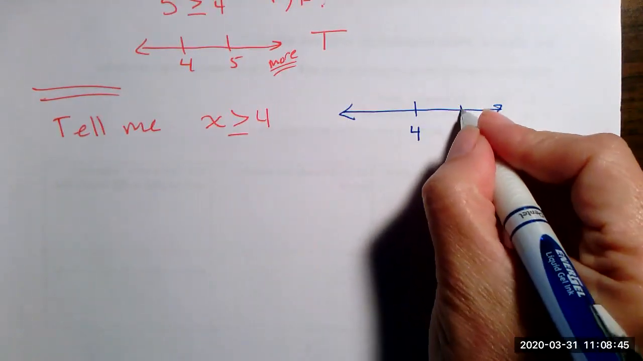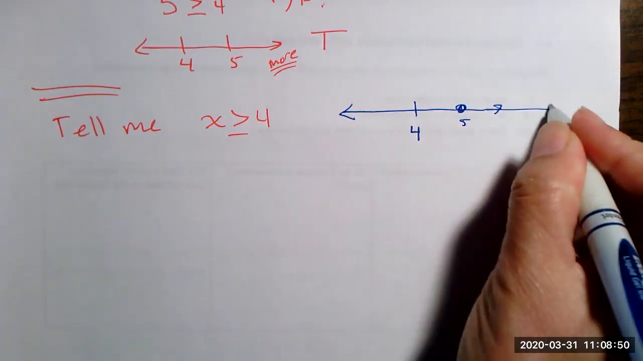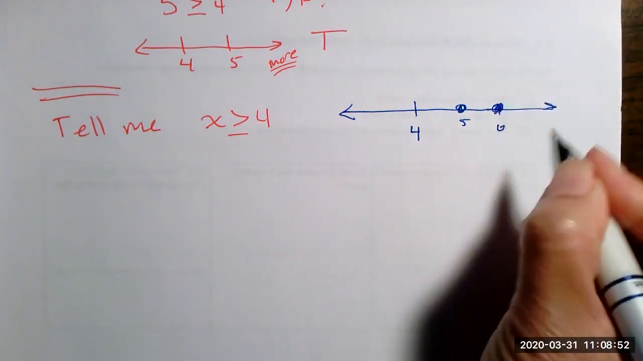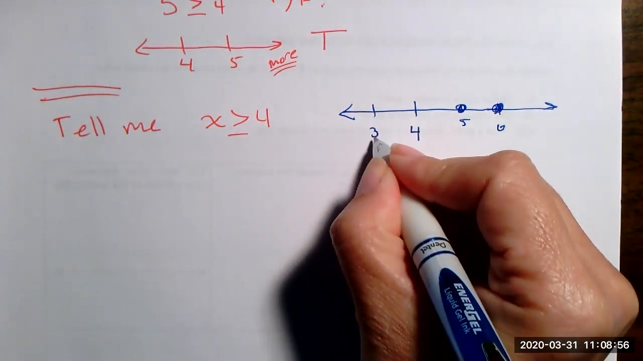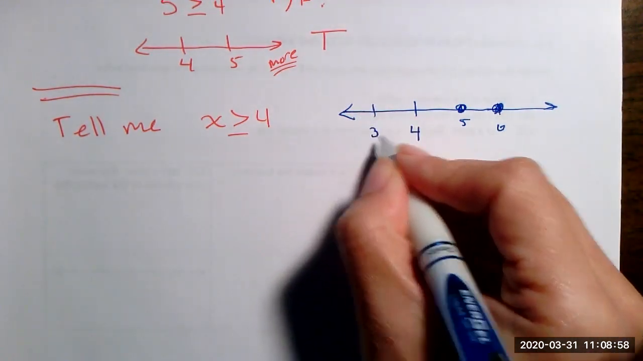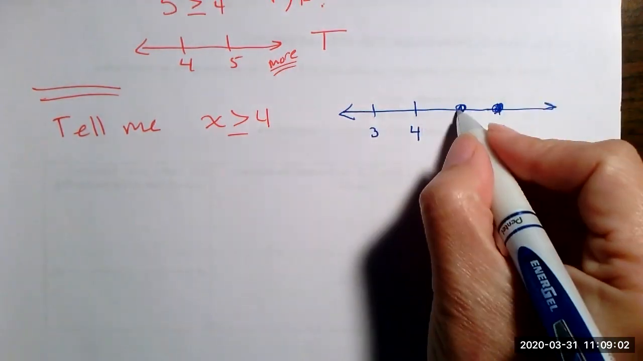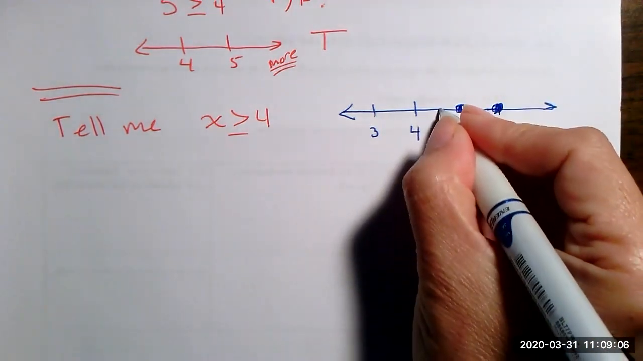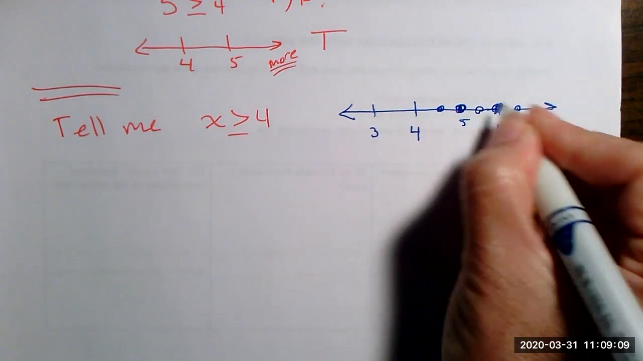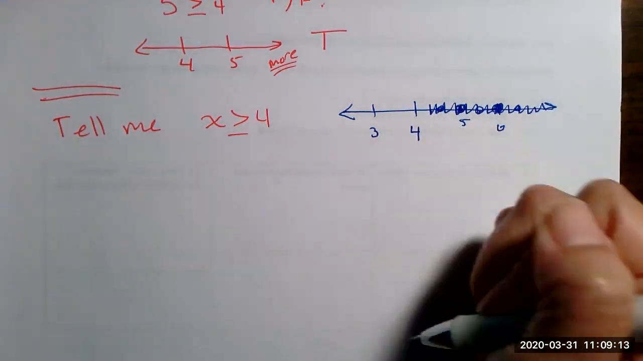So what about the number 5? Is 5 more than 4? Yeah, it is. Is 6 more than 4? Sure. What about 3? Is 3 more than 4? No, it's not. 4 is more than 3, so I'm not going to put a dot there. So what I'm doing is I'm representing all the solutions with just a point. All right, what about 4.5? Yeah, and if you're starting to get the feel, pretty much it's going to be everything on this side of the 4, right?